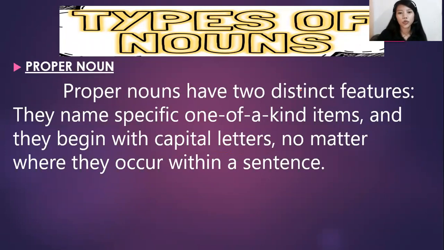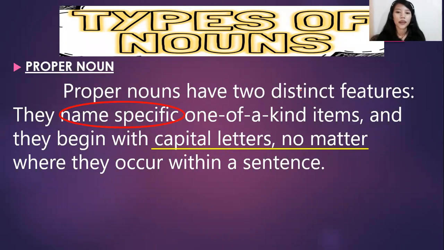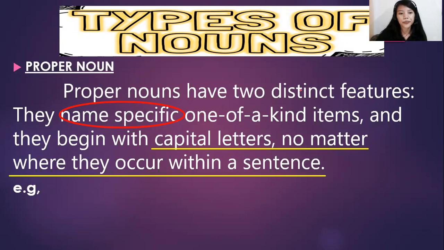Proper nouns have two distinct features. They name specific one-of-a-kind items and they begin with capital letters no matter where they occur within a sentence. It means a proper noun names a specific noun. Any kind of specific noun is what we call proper noun. And always remember that a proper noun always begins with a capital letter, no matter where it begins or is placed in the sentence.